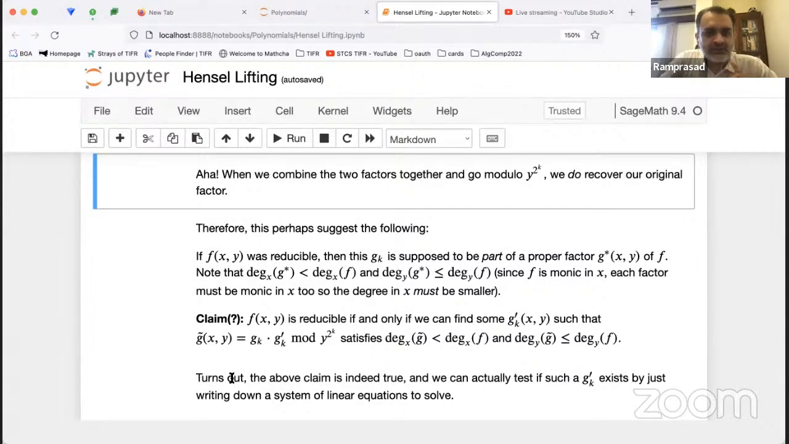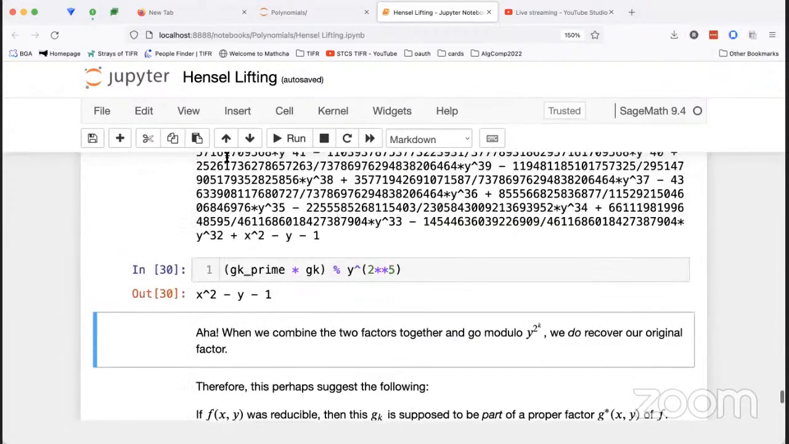Okay, so maybe I'll just take a moment's pause in case people have questions, just before looking at the formal proof. I just got confused.